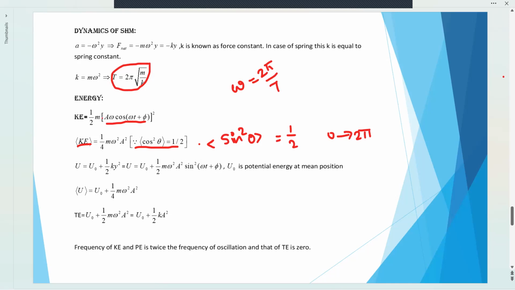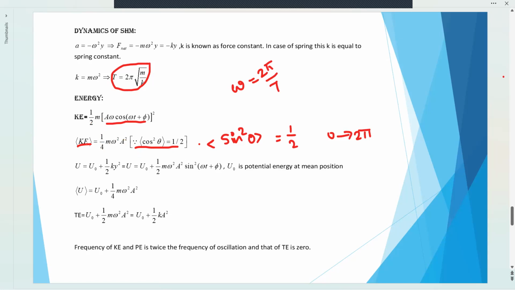Okay. So here you can see in the first one, K equals half m v square. So in that, half m a square omega square are constants. The remaining is only the cos square function. And the average value of cos square function is a half. So into half, then we get half into half, 1 by 4, 1 by 4 m omega square a square. This is the average kinetic energy.